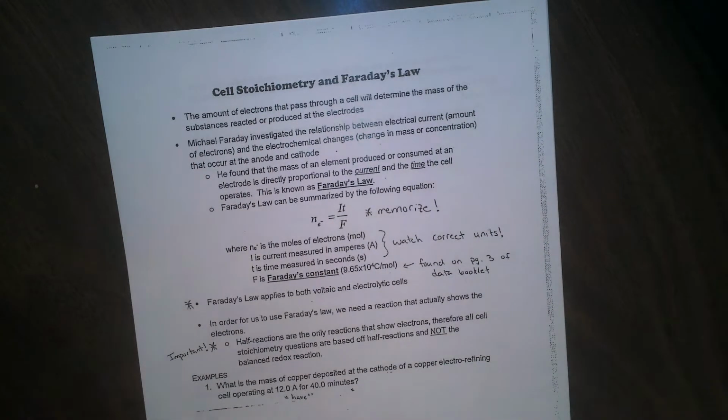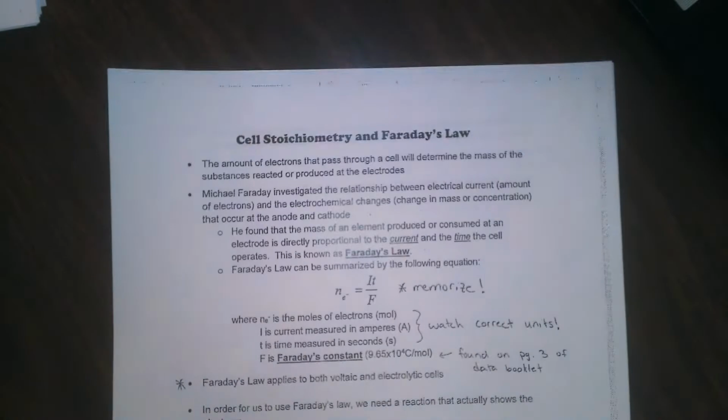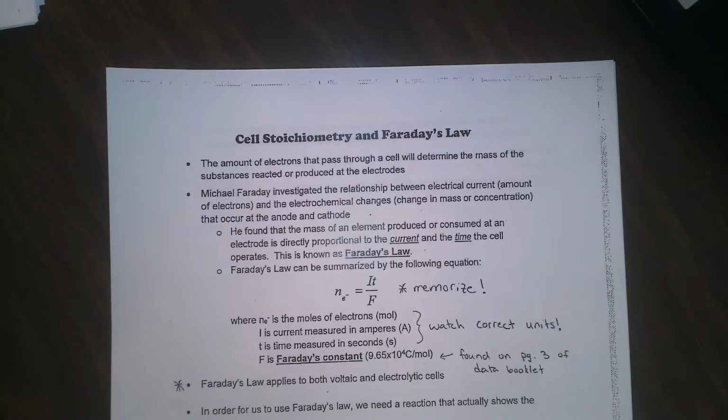Okay? So the person who figured it all out was Michael Faraday, and he looked at the relationship between electrical current and electrochemical change, and what was happening at the anode versus what was happening at the cathode. What he found was that the mass of an element produced or consumed is directly proportional to the current and the time. So how much current, how much electricity is going through the system, and how long. Okay? So the mass is directly proportional to the current and the time.